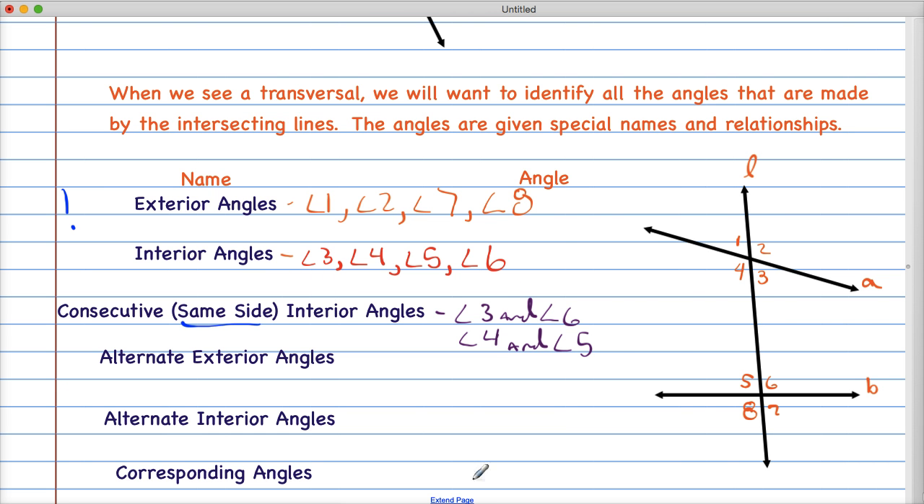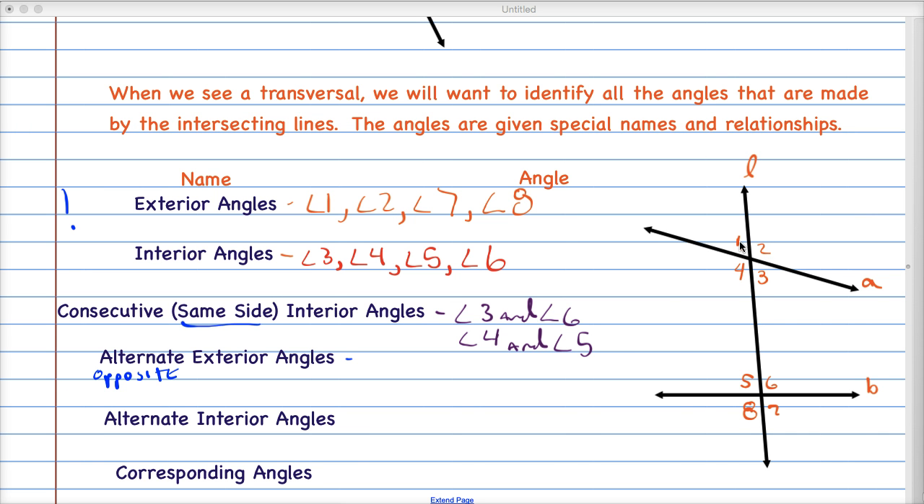Now, alternate exterior angles. Another word that you could use for that would be opposite, right? That was the word that I used when I learned about these. So opposite exterior angles. Opposite means they're on alternate or opposite sides. So the exterior angles that are opposite. When I say opposite, I mean not just across from each other like 1 and 2 are, because those are across from each other and they're exterior angles.